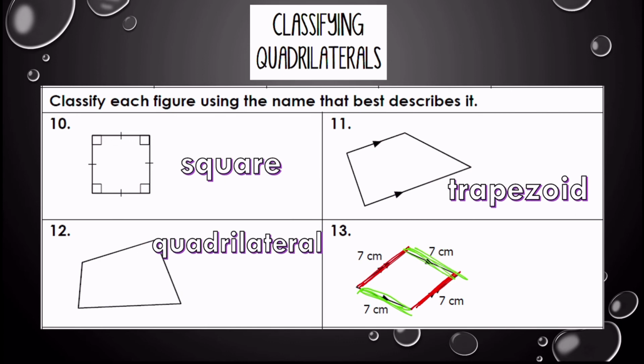Now, in a parallelogram, we said opposite sides congruent, which is the case here. But there's a characteristic that the rhombus has that the parallelogram doesn't. All four sides are congruent. That's what makes this a rhombus. So yes, it is a parallelogram, but it's a special type of parallelogram called a rhombus.